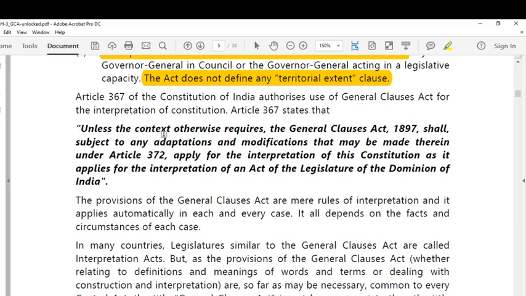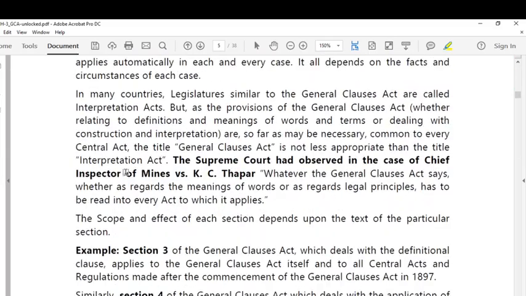Unless the context otherwise requires, the General Clauses Act 1897 shall, subject to any adaptations and modifications that may be made therein under Article 372 of the Indian Constitution, apply for interpretation of this Constitution as it applies for the interpretation of an act of the legislature of the Dominion of India. Right. This is about the application.